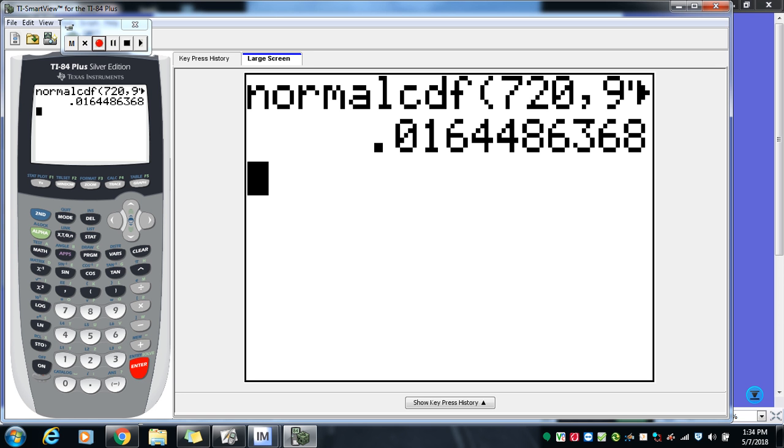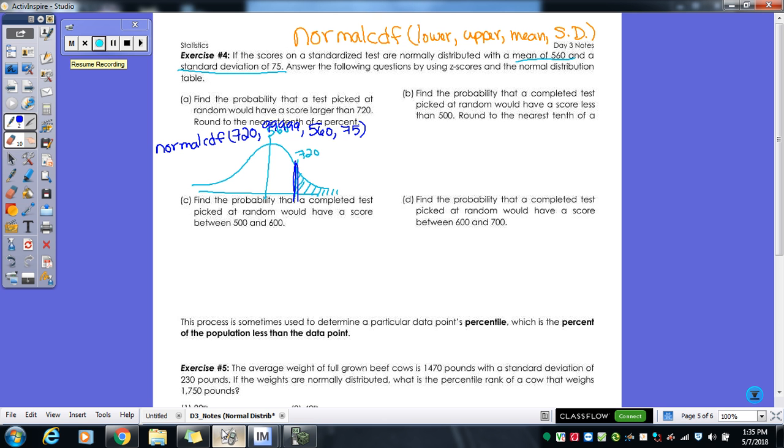And then we hit enter. So you should get 0.01644866368. So generally for these ones, we go to the nearest thousandth. So 0.0164. And then nearest tenth of a percent would be 1.6%.